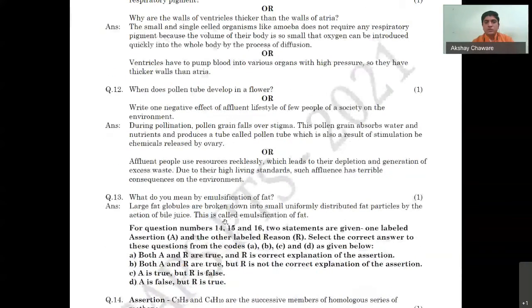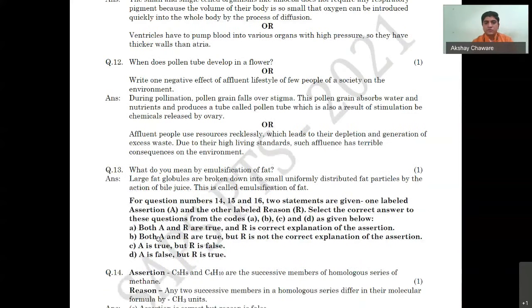Now in question number 13, what do you mean by emulsification of fat? Large fat globules are broken down into small, uniformly distributed fat particles by the action of bile juice, and this is called the emulsification of fat. That is the only definition.